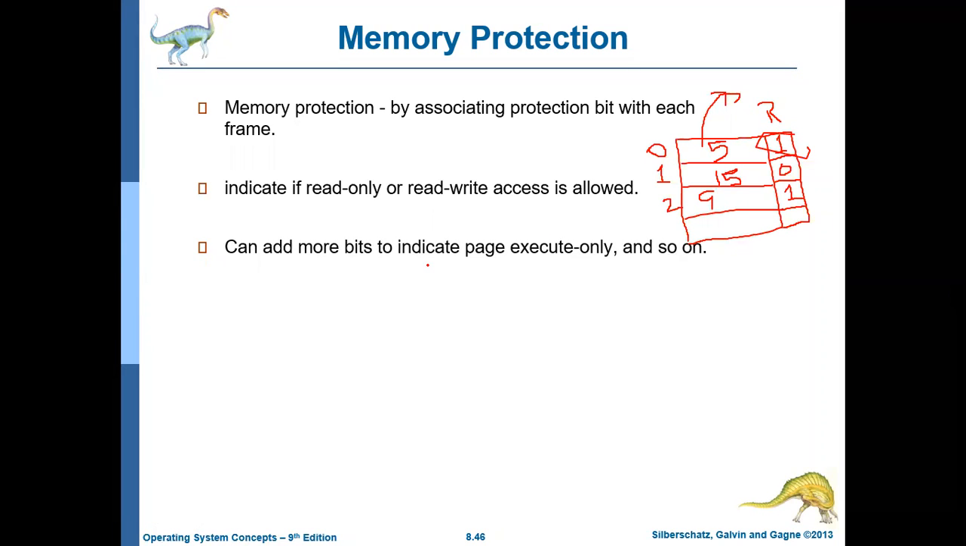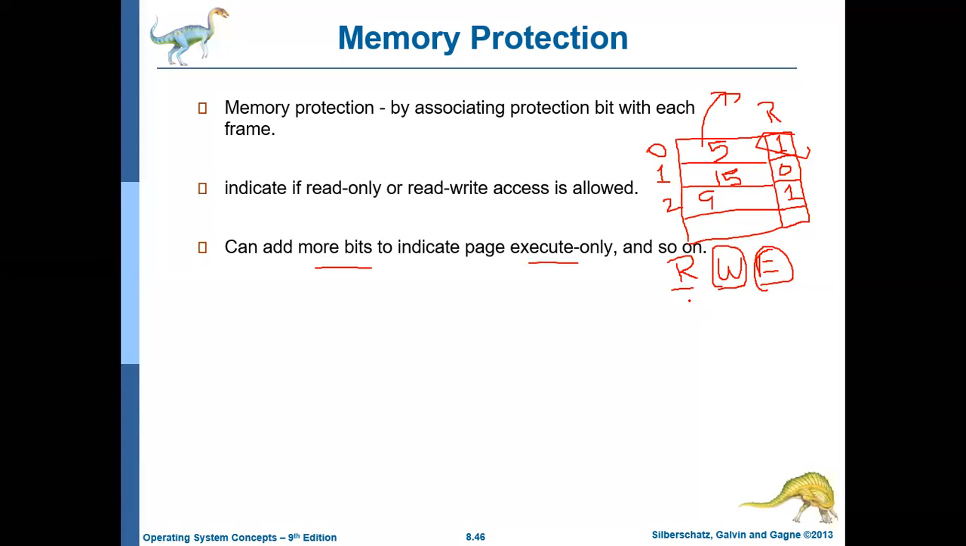Not only one bit, we can add more bits which indicate whether it is read-only, whether write access is allowed, or whether it is execute-only. So basically we have three types of access privilege: read, write, and execute. If it is read-only, then this bit will be set. If it is write, then this will be set; write in the sense that read is also allowed. If it is execute, then this will be set.